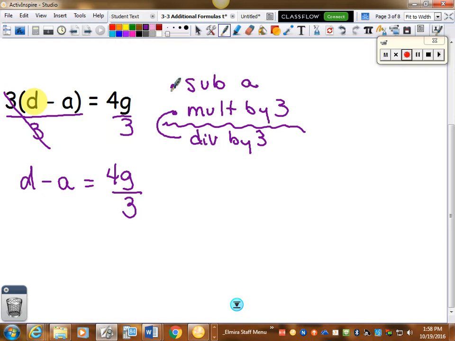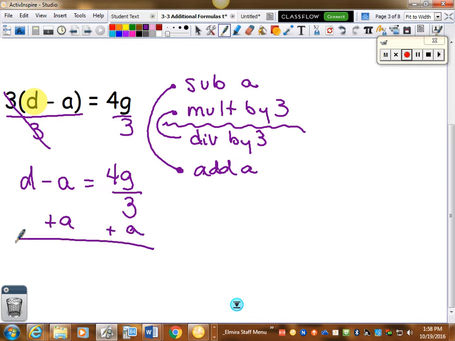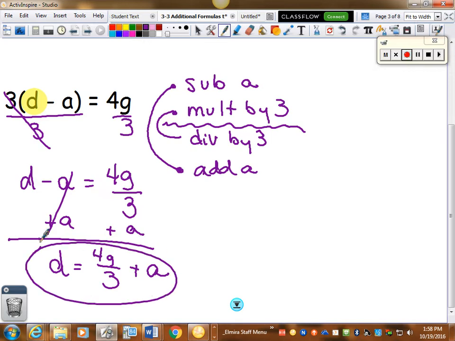All right, let's do my next opposite step. Subtract a, so I'm going to add a. Add a, add a. Okay, so d, we've got d by itself now. We're going to keep 4g over 3 as a fraction, and we're just going to write the add a as a horizontal add-on. And we're done. Okay, so list out the steps and then kind of connect them to show that you're doing them in opposite and reverse order.